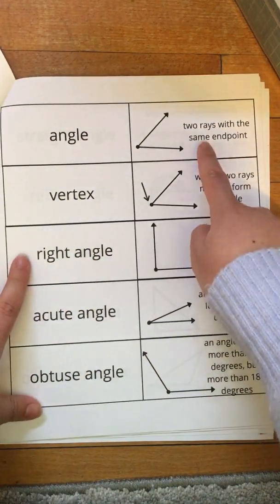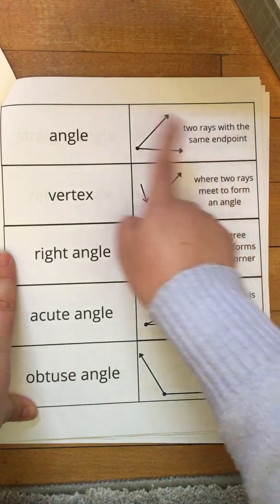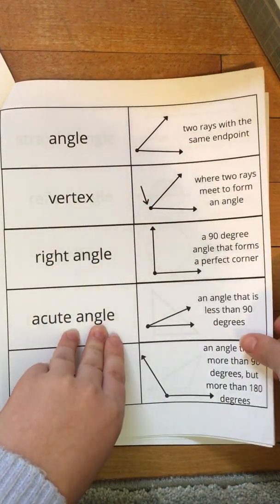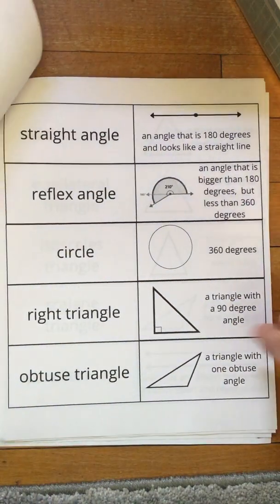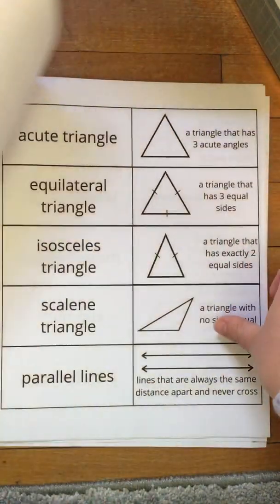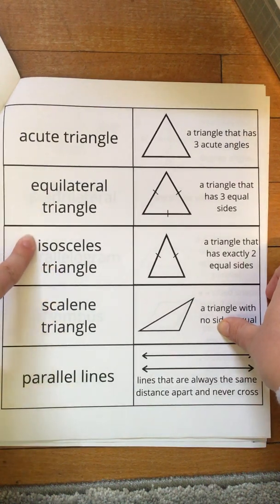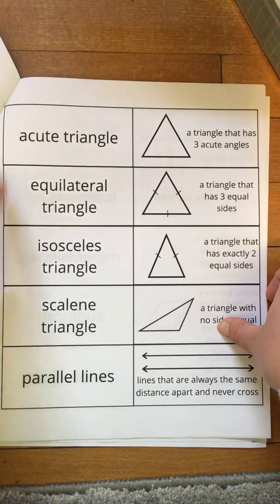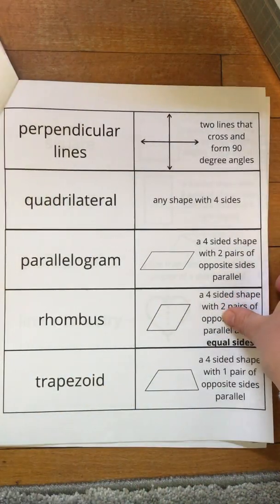So when you quiz yourself, look at this side that says two rays with the same endpoint, and then quiz yourself on what the term is. Say, oh, that's an angle. We have right angle, acute angle, obtuse angle. And there's just a lot of terms, like we've learned about equilateral, isosceles, scalene, acute triangles. There's just a lot of different terms that you're going to need to know.